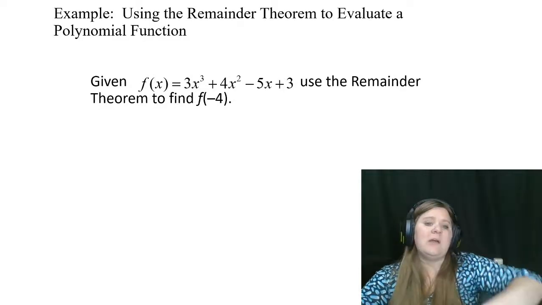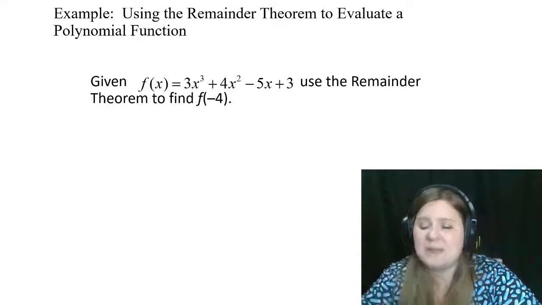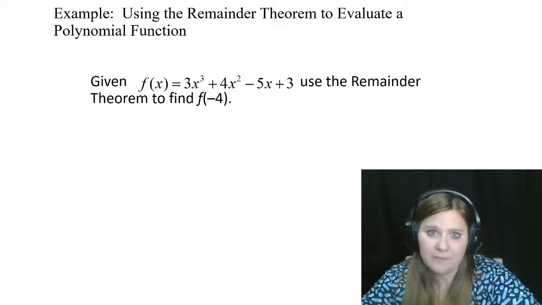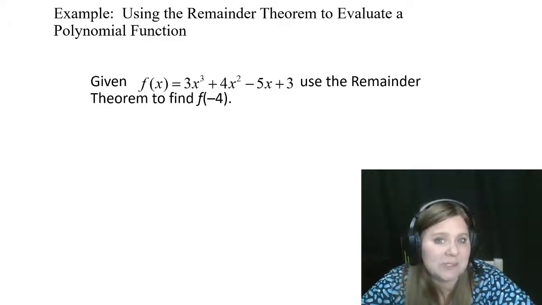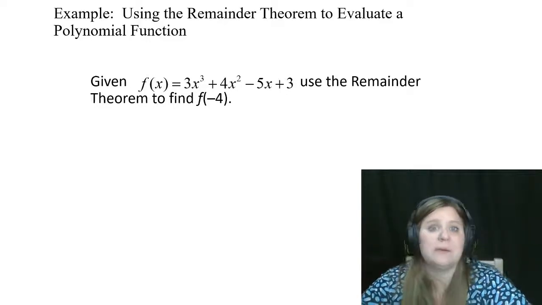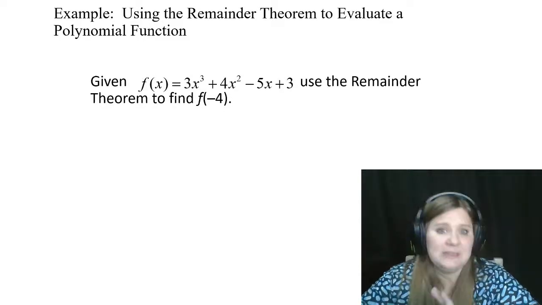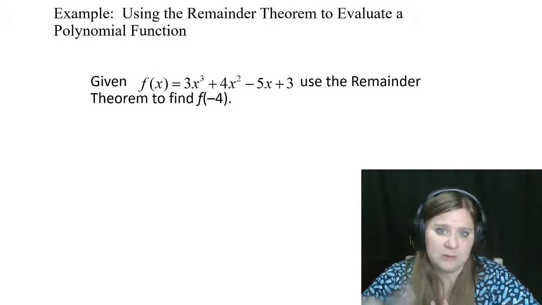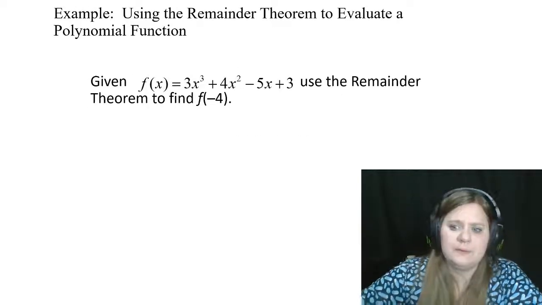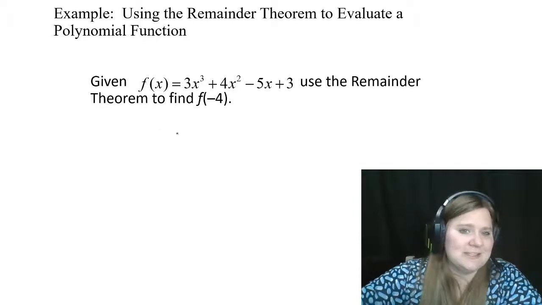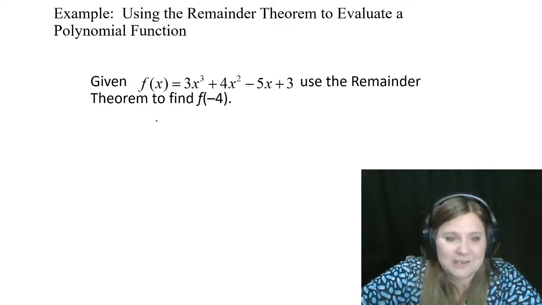Okay, if I wanted to find f of -4 by what's called direct substitution, I would plug -4 in for each x value. However, that gets a little messy because you're doing -4 cubed and then you have to multiply by 3. You have to do -4 squared and multiply by 4. These numbers start to get rather large rather quickly. So instead, I'm going to use synthetic division.